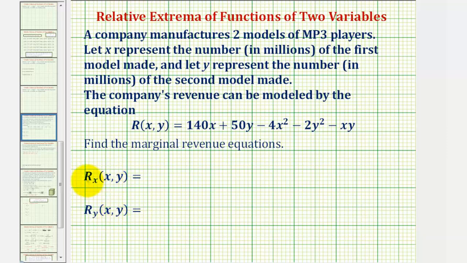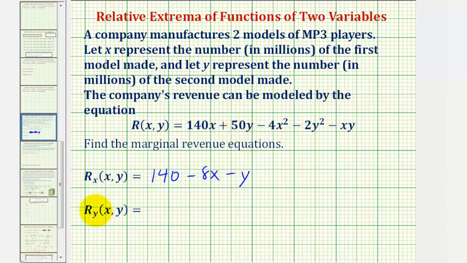So to find the partial derivative of R with respect to x, we'll differentiate with respect to x, treating y as a constant. The derivative of 140x with respect to x would be 140, plus the derivative of 50y with respect to x would be 0, since we're treating y as a constant, minus the derivative of 4x squared with respect to x, that would be minus 8x, and then minus the derivative of 2y squared with respect to x would be 0, and then minus the derivative of xy with respect to x, that would be minus y.